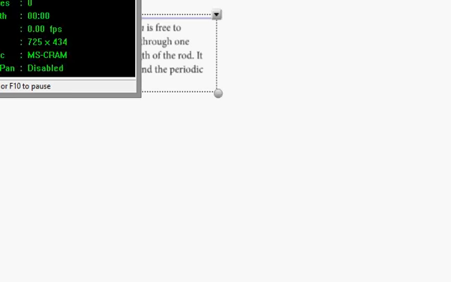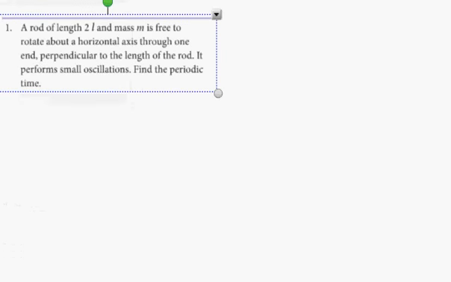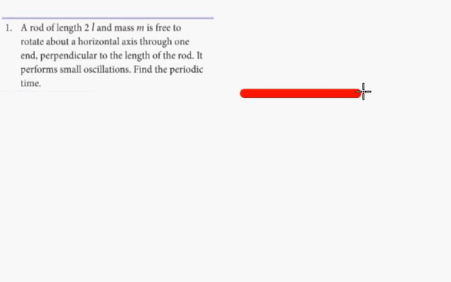No, this is exercise 14D, and we're on question 1. A rod of length 2L and mass m is free to rotate about a horizontal axis through one end. So look, we're going to construct this rod here.